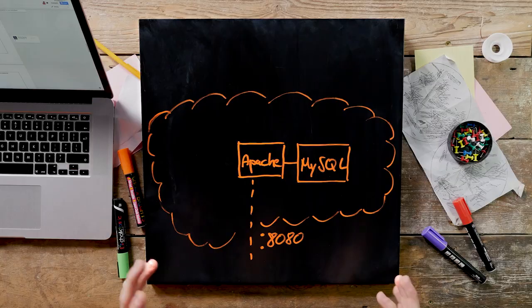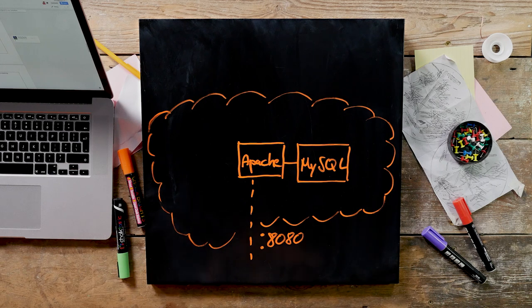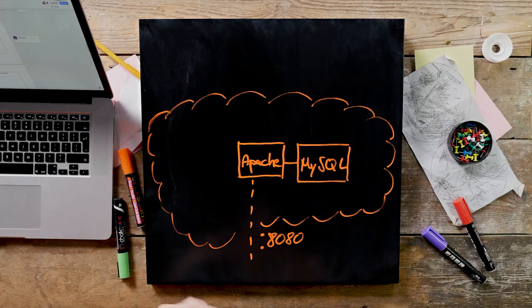We can put these containers in their own little virtual network, so they can only talk to each other and to nothing else, and also no other Docker container that might be running can talk to them. And we're only going to expose port 8080 from the Apache machine, because that's where the web server is running, and that's the thing that we want to talk to.